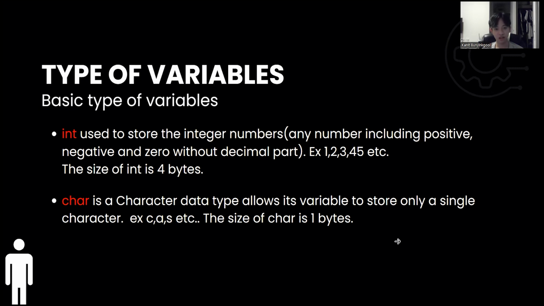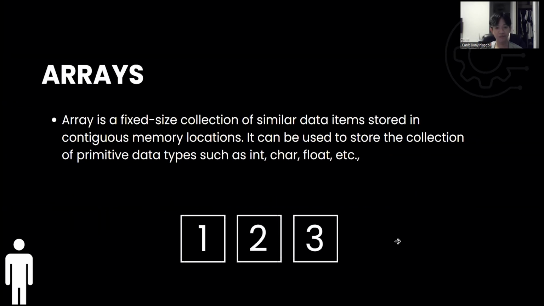First, int. An int variable is used to store integer numbers, positive, negative, or 0, without a decimal part, and the size of int is 4 bytes. Next is char. A char variable is used to store characters, but only single characters, such as character A, character B, character C. And the size of char is 1 byte. But if you want to store the data of words or sentences, how can we do it? The answer is in the next topic, array.